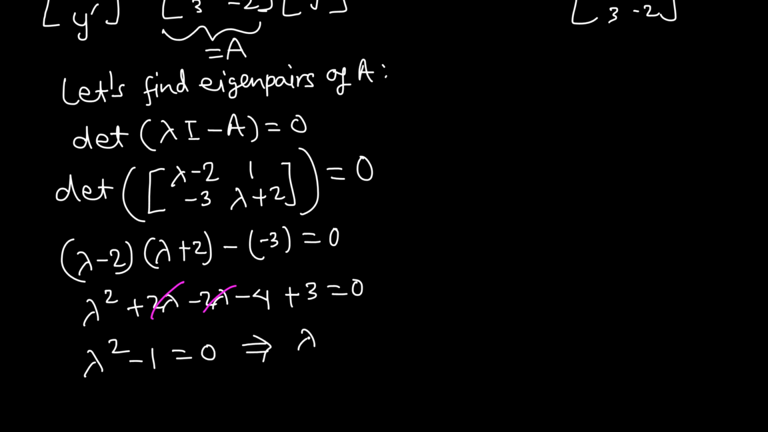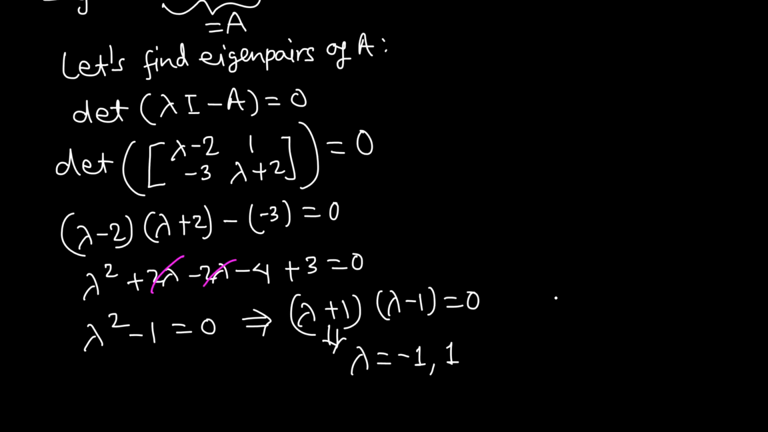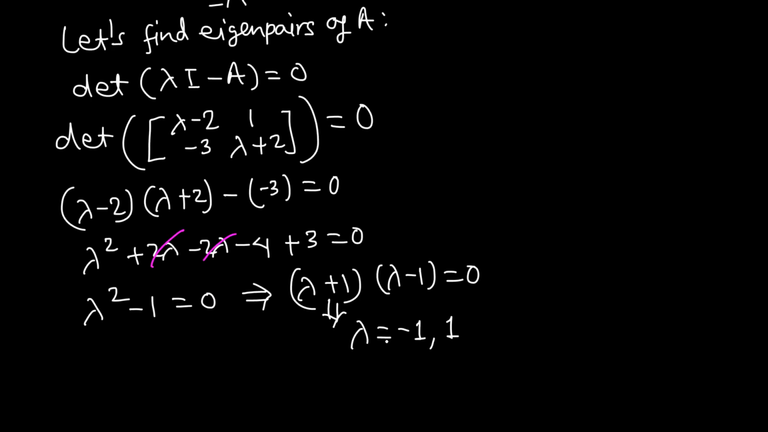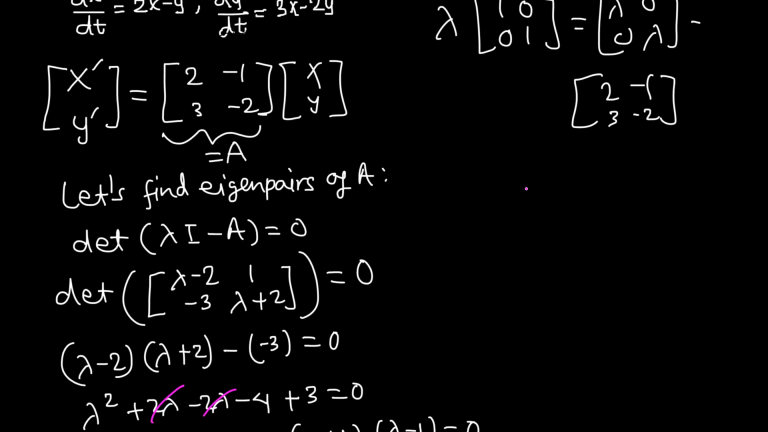Now we can factor this as lambda plus 1 times lambda minus 1 equals 0. So from this factor lambda is -1, and from this we get +1. So we got two distinct eigenvalues. Next we need to find the corresponding eigenvectors. So let's find the eigenvector for lambda equals -1.